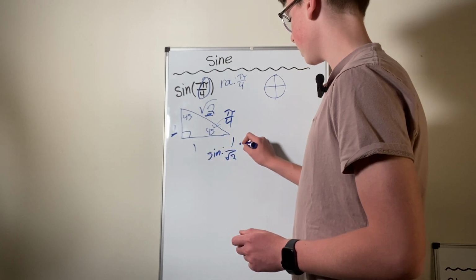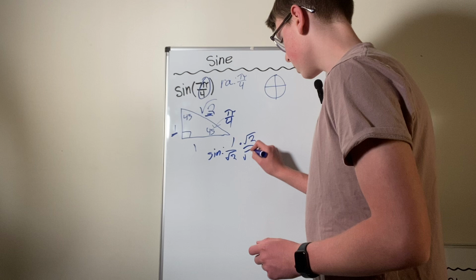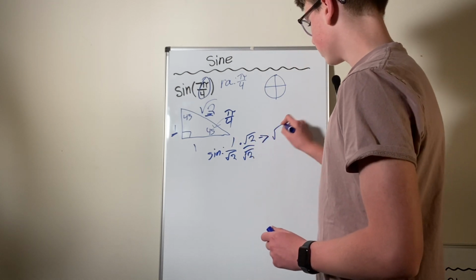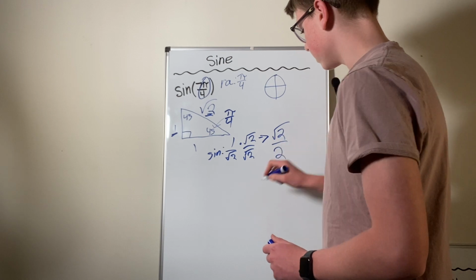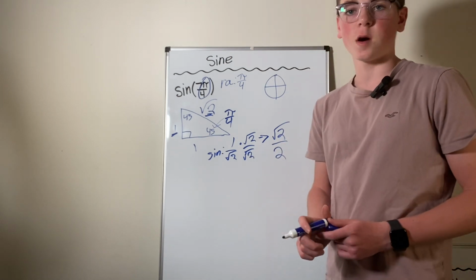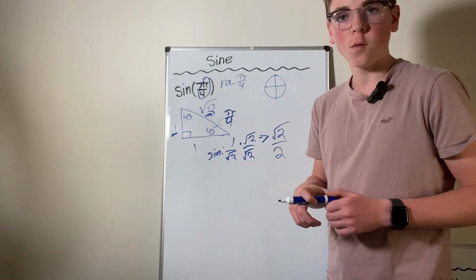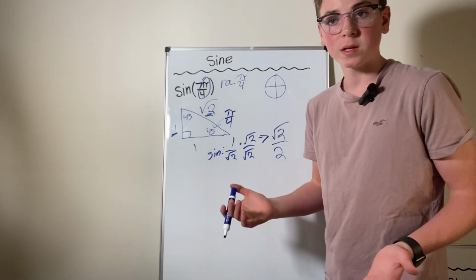And then we can't leave it like that. We have to rationalize. Multiply by root 2 over root 2, and then that is root 2 over 2. So we found the sine of our reference angle, but now we have to find out where 7 pi over 4 is on the unit circle.